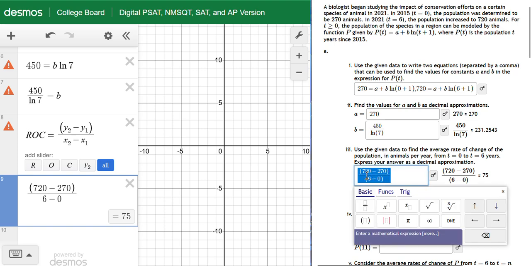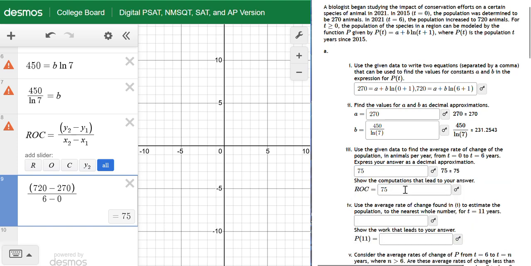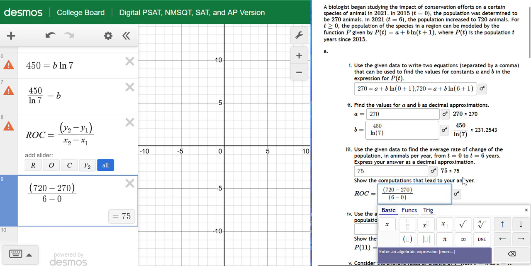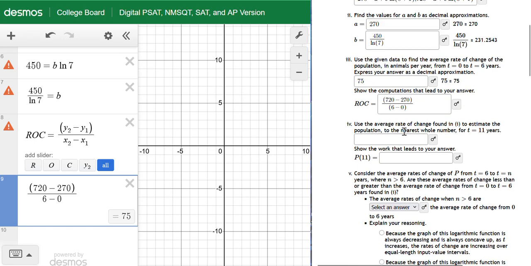Oops, I have those in the wrong spot. So the 75 goes up here, and then the formula for the rate of change was here. Now, once I have this, it's asking me, can I use that average rate of change to estimate what the population would be when t is 11?